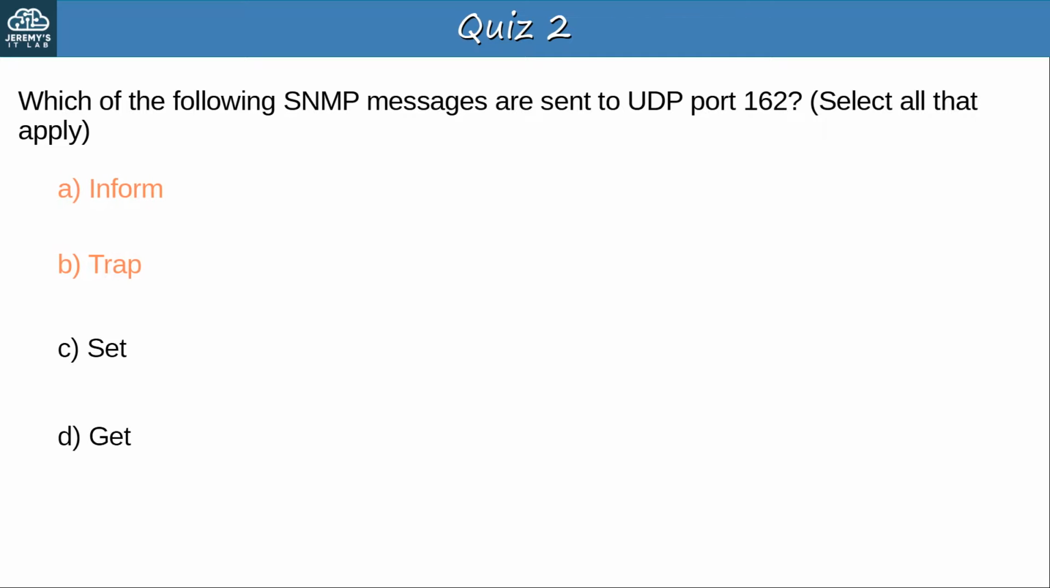The answers are A, inform, and B, trap. The NMS listens on UDP port 162 for SNMP messages. Informs and traps are both sent from the managed devices to the NMS, so they are sent to port 162. Set and get messages are sent from the NMS to the managed devices, which listen on port 161, so they are incorrect. Okay, let's go to question 3.